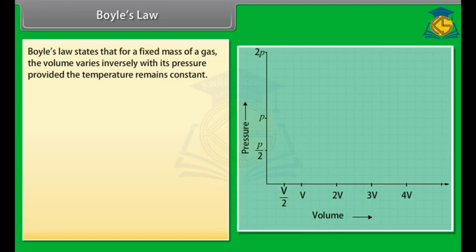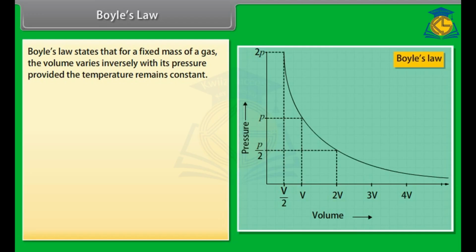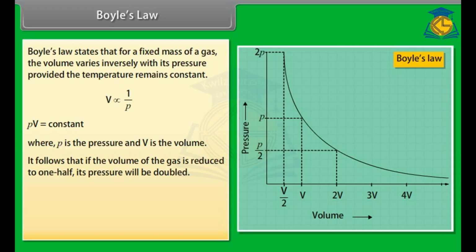Boyle's law. Boyle's law states that for a fixed mass of a gas, the volume varies inversely with its pressure, provided the temperature remains constant. PV is equal to constant, where P is the pressure and V is the volume. It follows that if the volume of the gas is reduced to half, its pressure will be doubled.